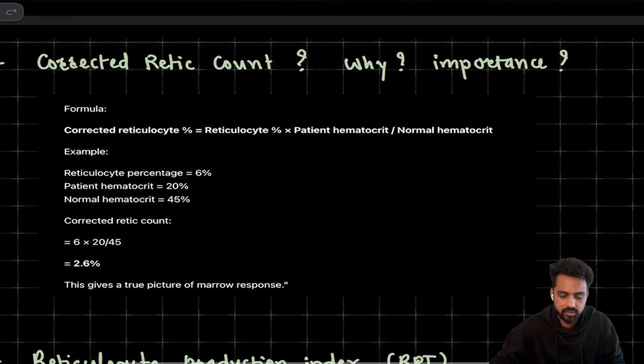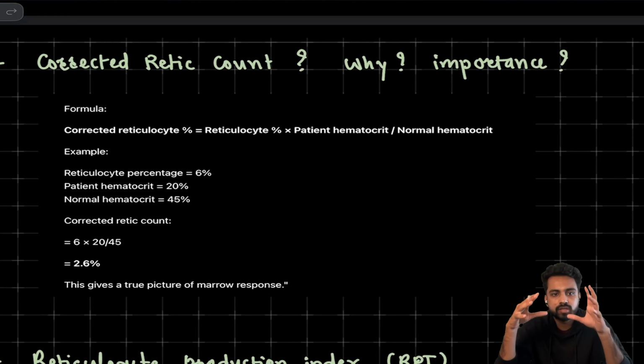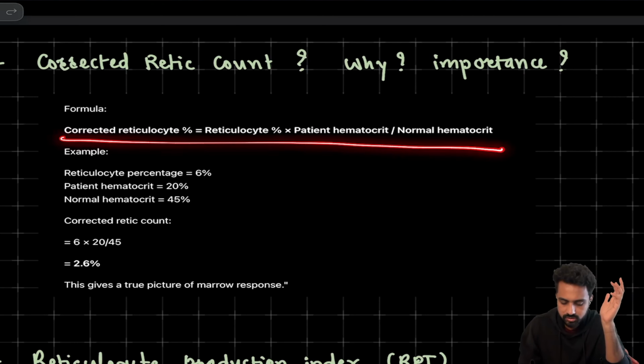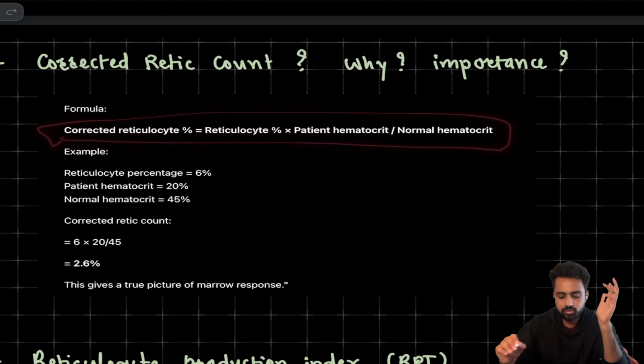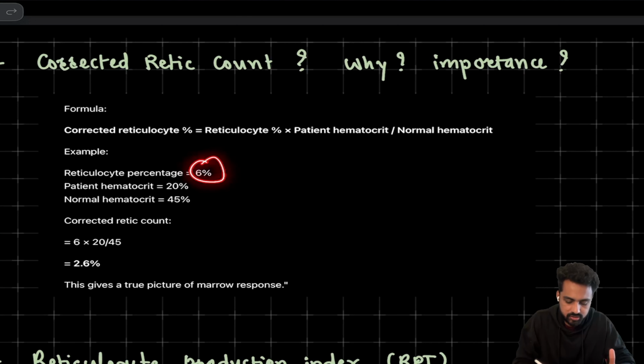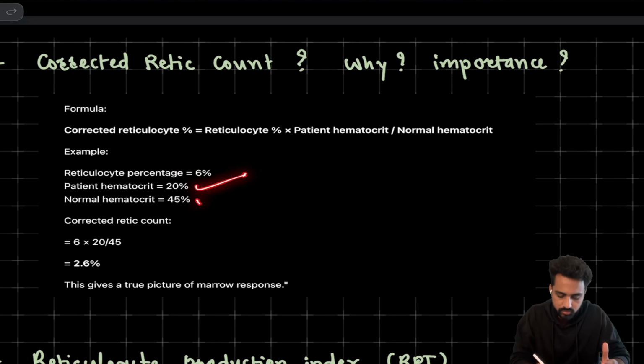Next is the corrected reticulocyte count. Why is it important? The reticulocyte percentage can be misleading because the total RBC mass is reduced. Therefore we calculate the corrected reticulocyte count, and the formula is: reticulocyte percent into patient hematocrit divided by normal hematocrit. Example: let's suppose the patient's reticulocyte percent is 6%, hematocrit is 20 and normal is 45, so it is 2.6%.